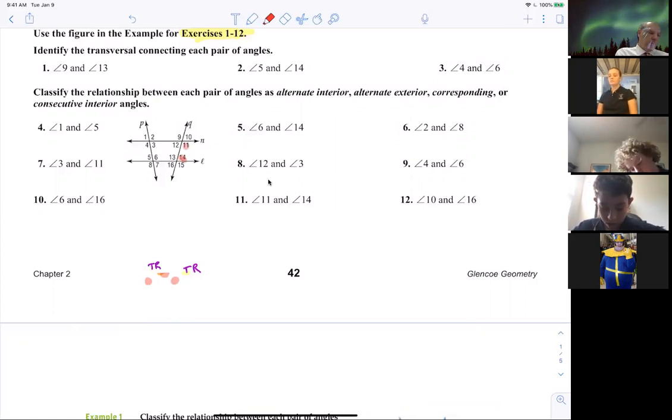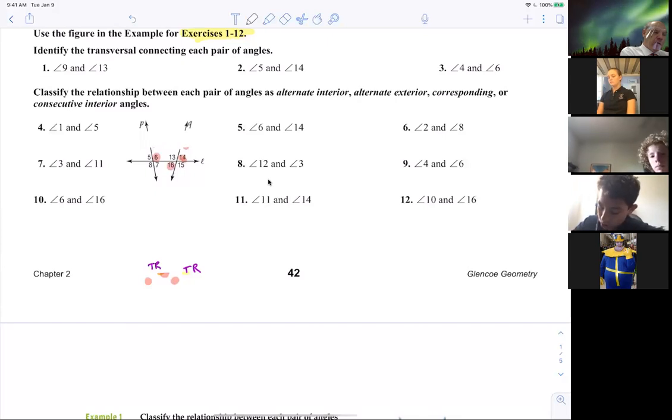10. 6 and 16. So here's a 6, and here's a 16. So now, again, I'm trying to show you something important. This right here is in the way. So 6 and 16 are on the inside, and they're alternate interior.